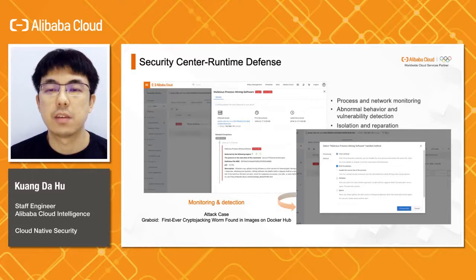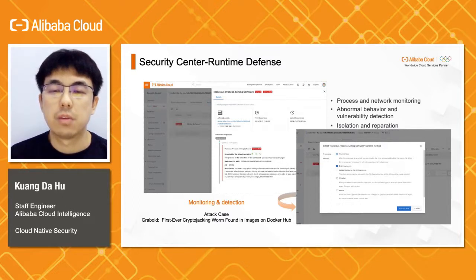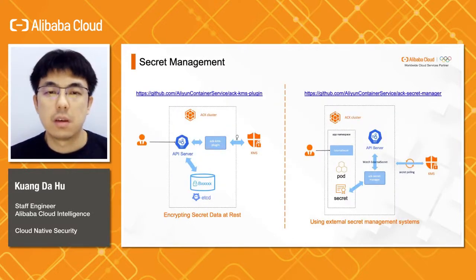In container runtime, runtime monitoring and defense is an important security feature. Alibaba Cloud Security Center supports container risk detection and alerting, including malicious image startup detection, intrusion into containers, container escape, high-risk operation alerting, and so on. In the picture, we show the alerting and isolation for Graboid, which is the first ever miner cryptojacking worm found in images on Docker Hub.